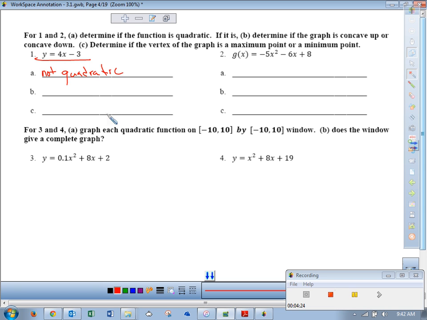Cool? Number 2, is that guy quadratic? Is the biggest exponent you see a 2 in that equation? Yes or no? Yep. So he is quadratic right there.